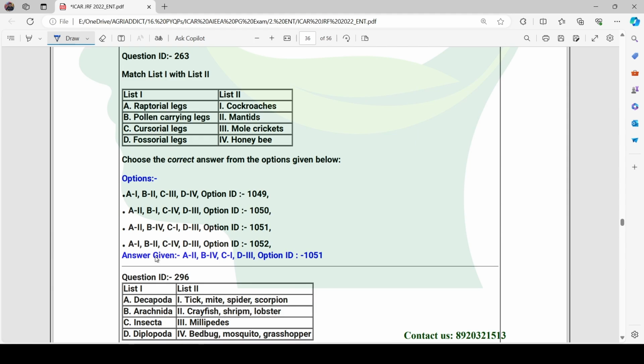So matching type question. So leg type and the insects which bear this type of legs, you have to match them correctly. So first is the raptorial leg. Yes, it is of praying mantis. Pollen carrying leg of the honeybees. Cursorial leg or running leg, this is of cockroaches. And fossorial leg or digging legs, this is of mole cricket. So A2, B4, C1 and D3 is the correct answer.